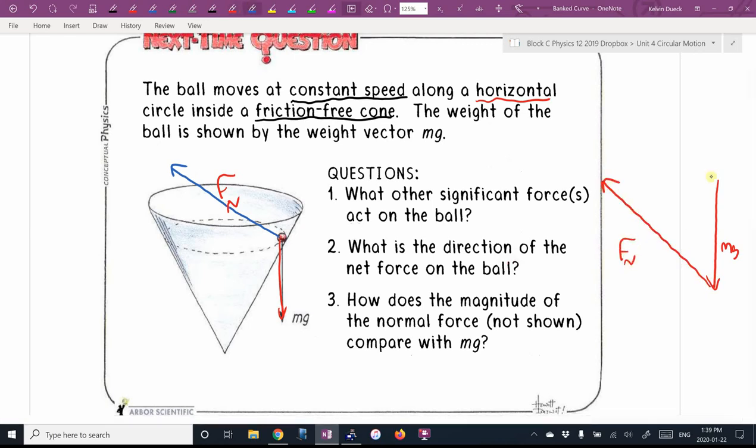And then I would have FC, which shows up in my vector triangle, but not on my free body diagram. Here's what I want you to notice. Isn't the normal force the hypotenuse? And isn't the hypotenuse always the longest side? So if you're going in a banked corner, or like this, the normal force will always be bigger than mg.